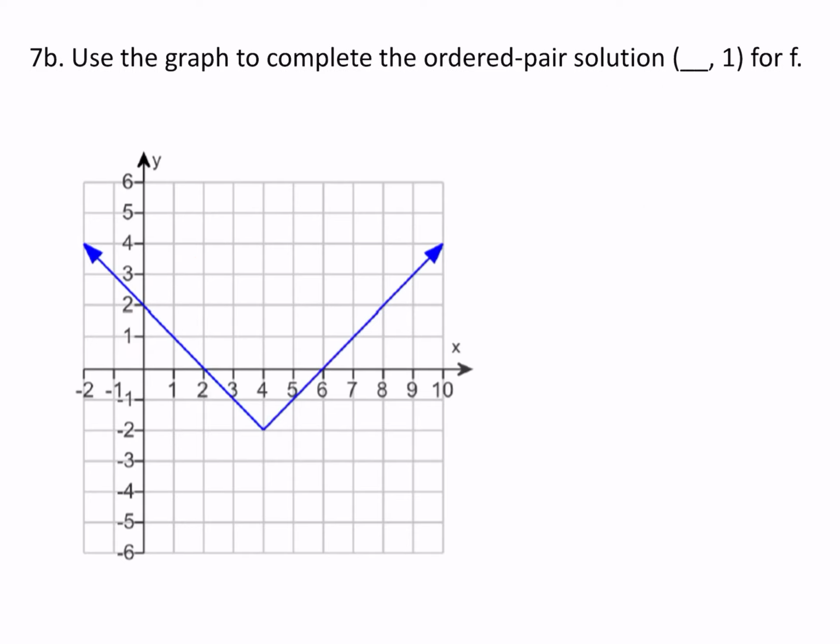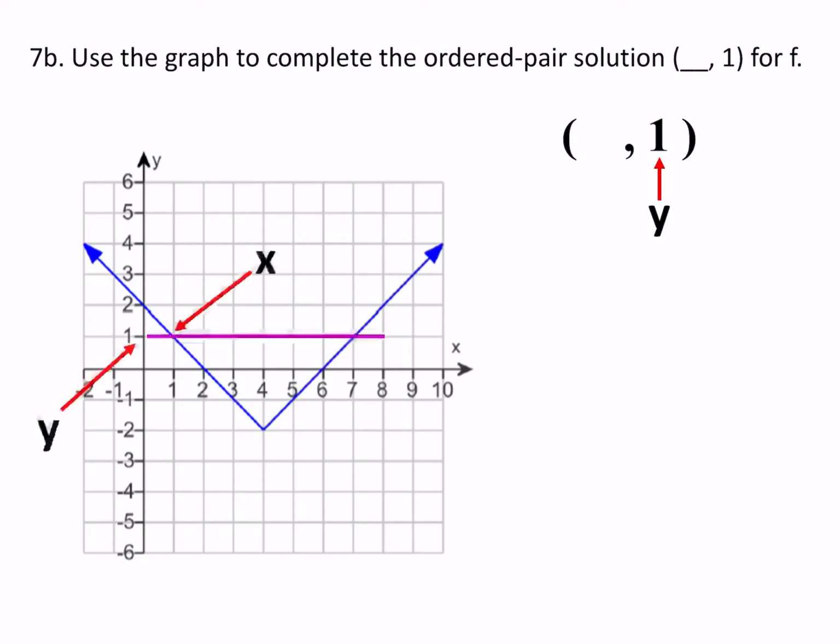Take a look at this one. Use the graph to complete the ordered pair solution of blank comma 1 for f being the function, the blue graph. Okay, this time they gave us a y value of 1. So there's the y value of 1. Everything on the purple line has a y value of 1. What's the x value for the function when y equals 1?